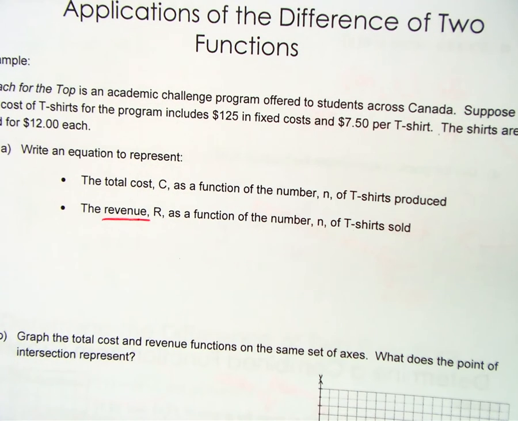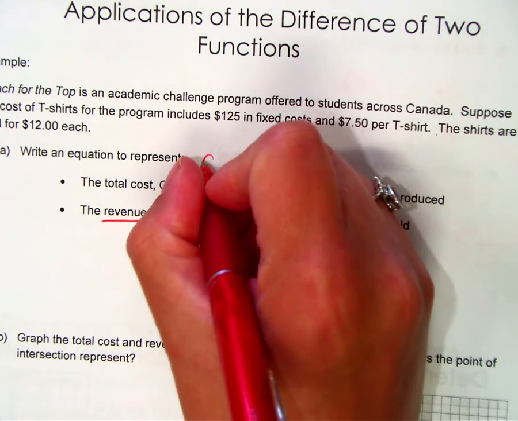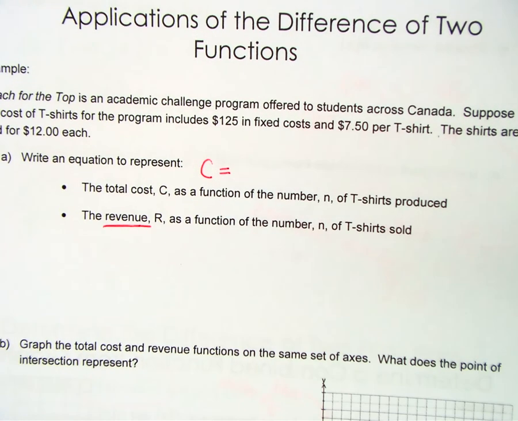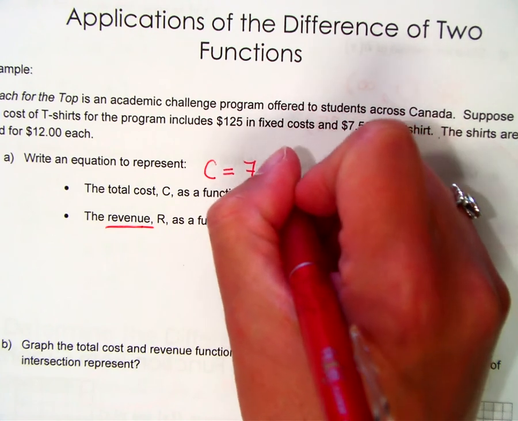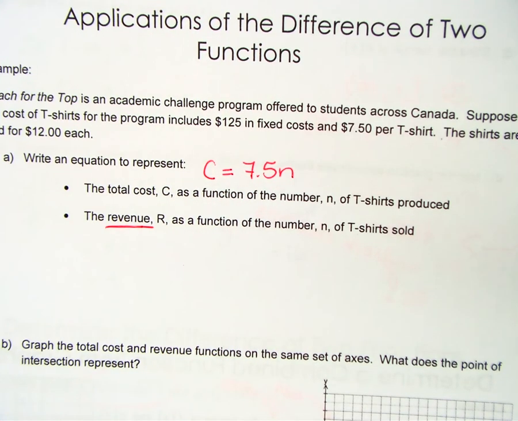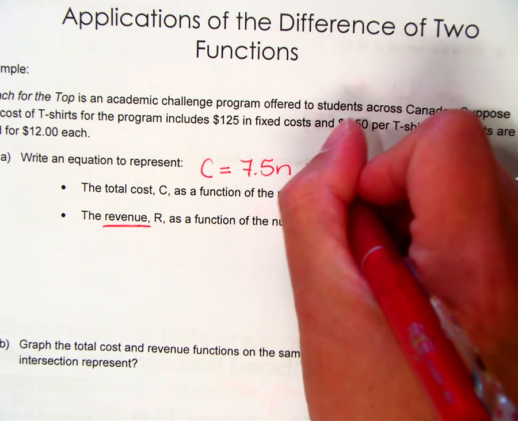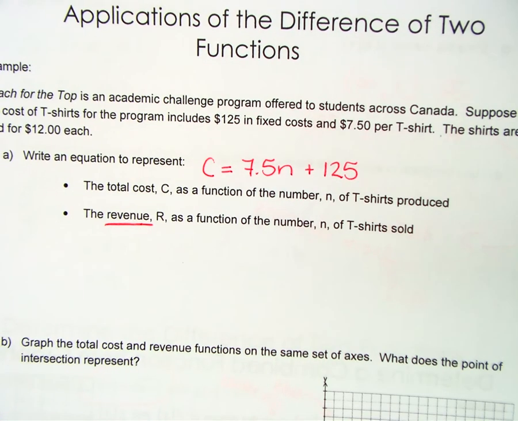How do I figure out how much making the t-shirts is going to cost me? It's a linear function. Cost equals $7.50. We'll go with N because that's what it gave us. Plus whatever the starting cost is, which is $125. And that's pretty standard. The companies will design a t-shirt for you, so no matter if you order them or not, there's a fee for actually doing that design process. And then to produce them, it's $7.50.